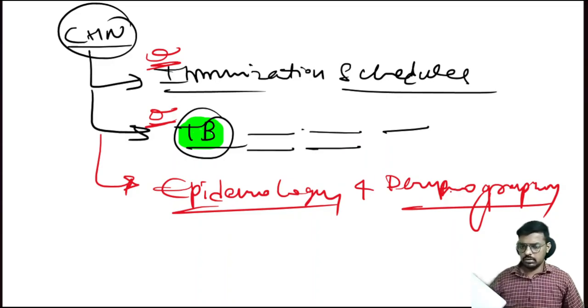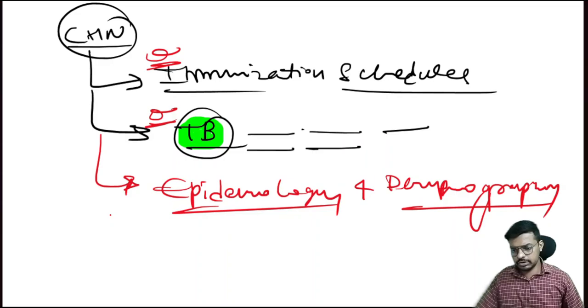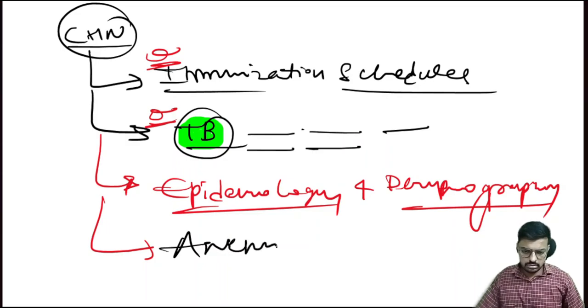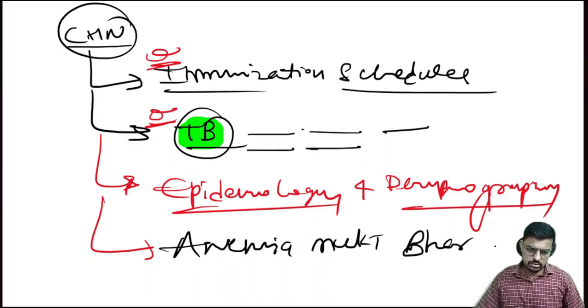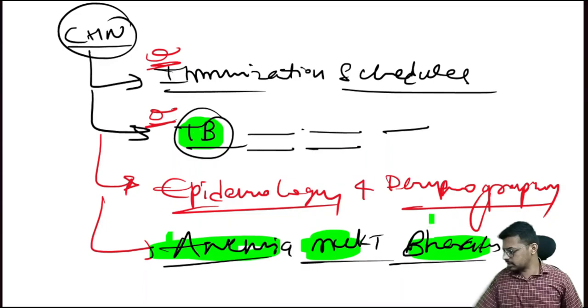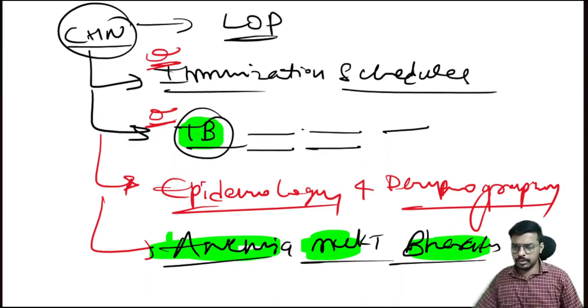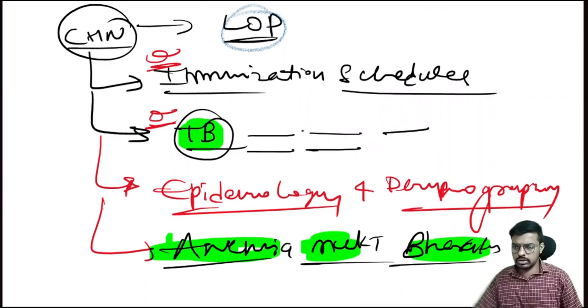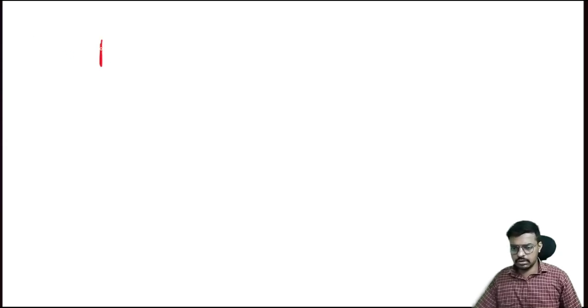So then comes a very important hot topic, that is the Anemia Mukt Bharat program, very important. So must revise. Okay, so then comes the levels of prevention. There are no nursing exams without this question. Okay, so in all nursing exams there is a question from the levels of prevention, right? So then comes family planning, a hot topic.